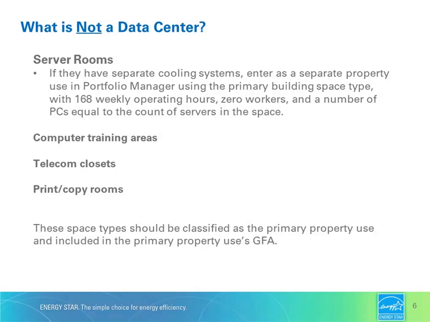So if you have a small space like a server room that doesn't meet the definition of a data center for other reasons, but it still does have dedicated 24/7 cooling, and you don't want your score to be penalized due to this additional energy use for the cooling, which is what might happen if you just included that in your regular office use, then you can break it out as a separate office use in Portfolio Manager. In that case, you would enter it with 168 weekly operating hours, which reflects its 24/7 operation, 0 workers, and a number of computers equal to the number of servers in the space.